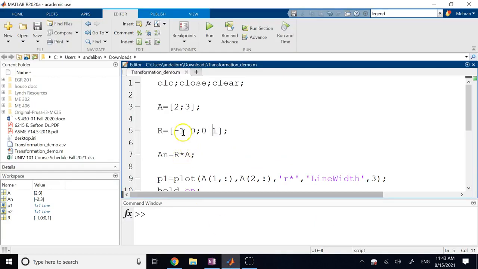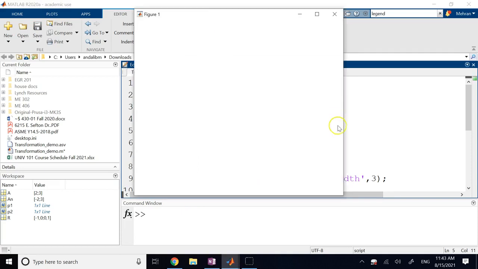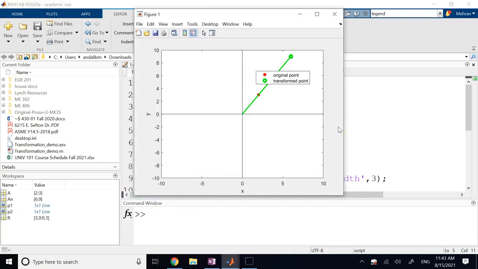So take a look here. I make this like 3, 0, 0, 3. It should scale it 3 times. And there we go. You can see that, right? No worries.